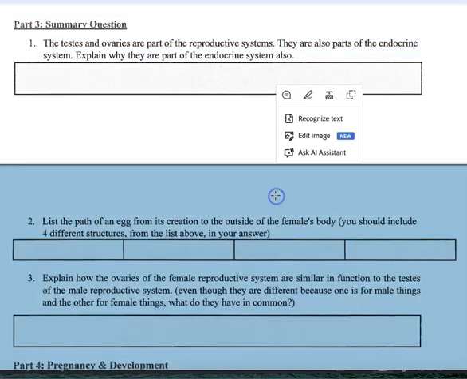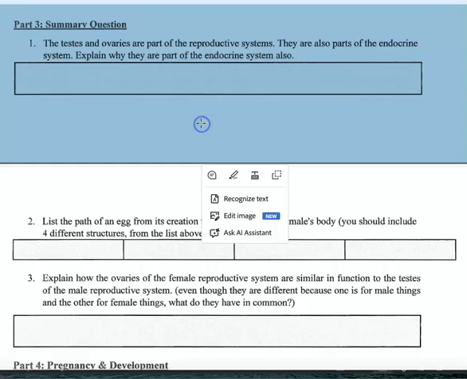So you should have your packet open to Part 3, Summary Questions, the reproductive packet. We're going to start with these questions to review what we've learned.